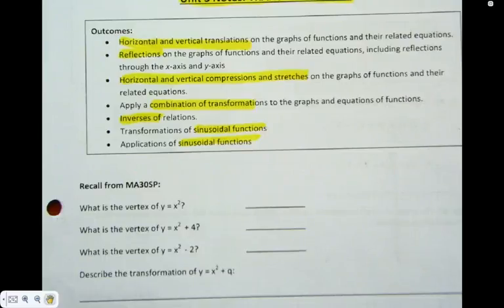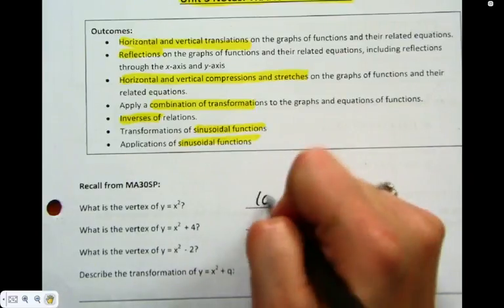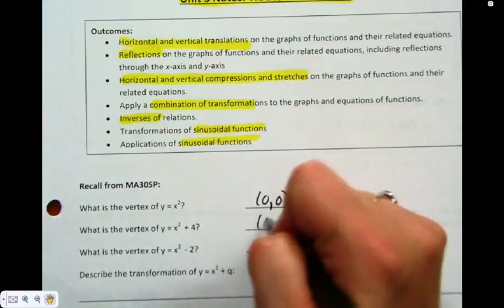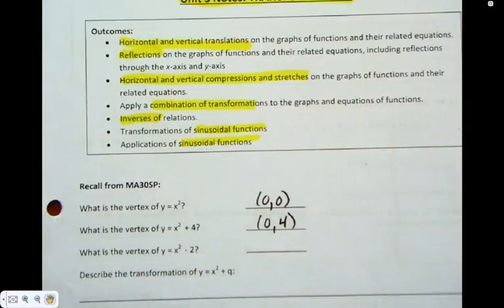Back in your head. What's the vertex of y equals x squared? The origin. And if I add a number, what's the vertex of y equals x squared plus 4? Either (0, 4) or (4, 0). Which one? One of them. (0, 4), because there's no number in brackets. Okay, no number in brackets, so we just take the number at the back.